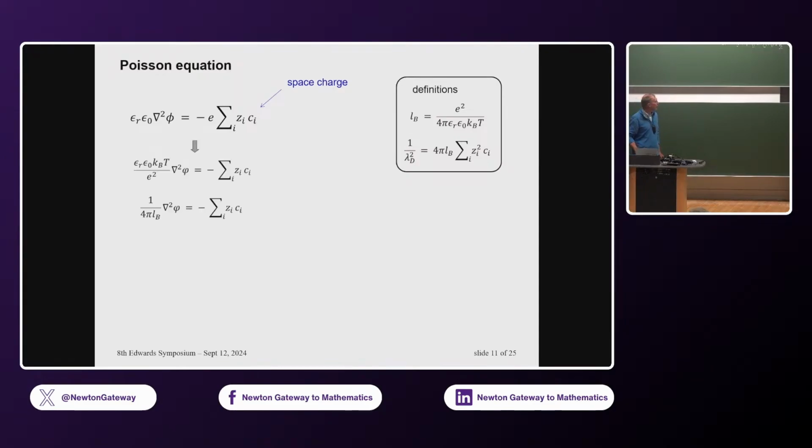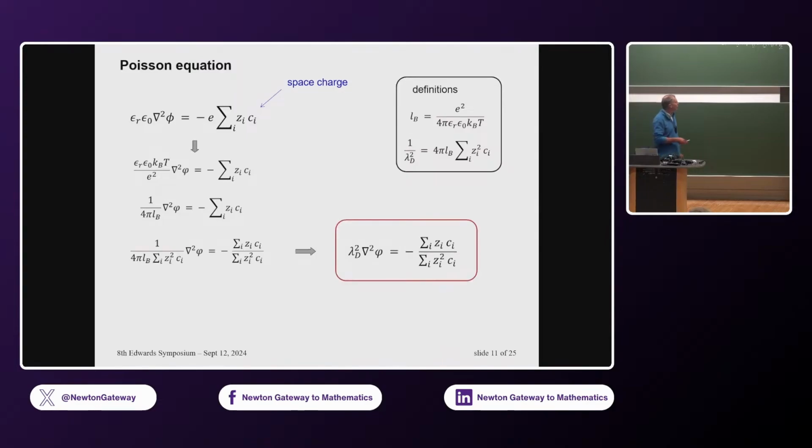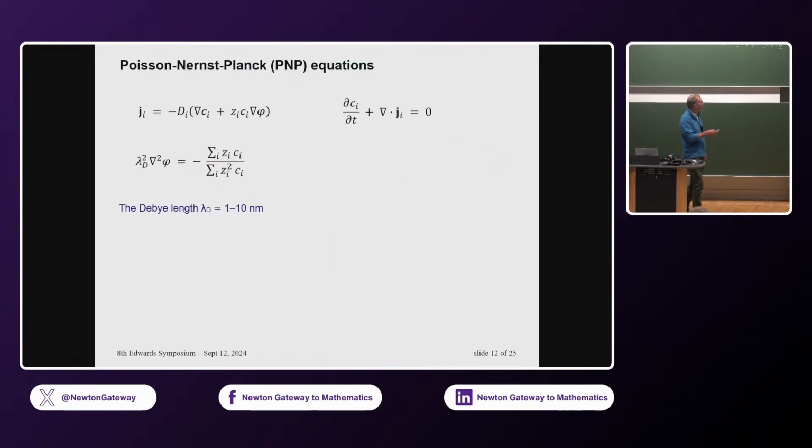So I can rearrange this Poisson equation in stages. Let's pull out all the factors of e and kT onto this side and use this dimensionless electrostatic potential. Then we can write that in terms of the Bjerrum length. And now it's divided through by the ionic strength. And now this quantity is just the square of the Debye length. So these two equations are exactly equivalent, except now we've explicitly recognized that we have the square of the Debye length multiplied by the Laplacian of the dimensionless electrostatic potential.